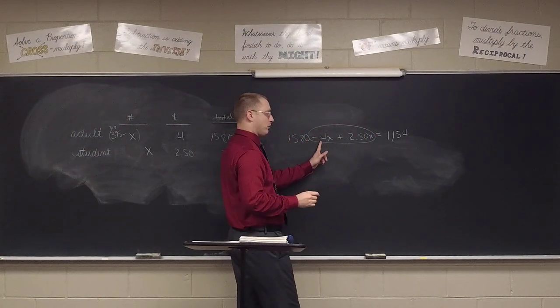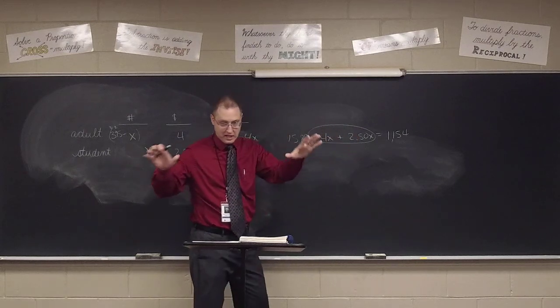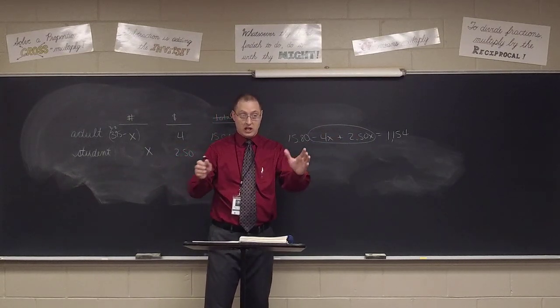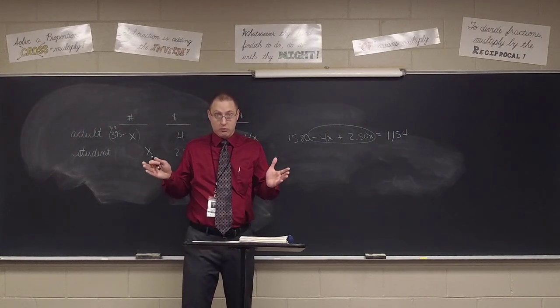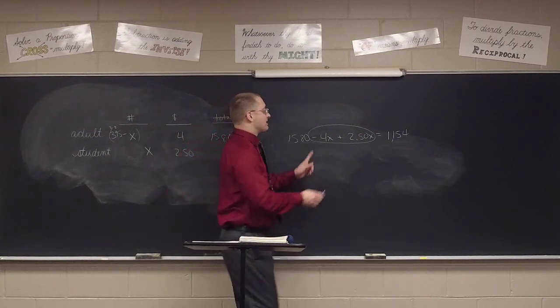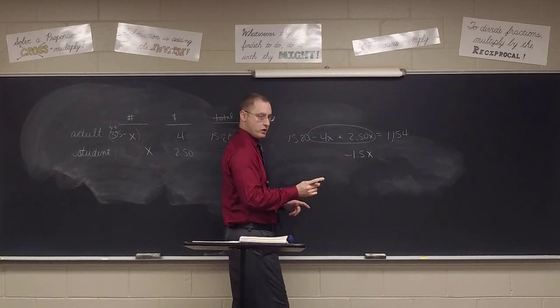Now, we do need to combine the x's here. I've got a -4 and a +2 and a half. Picture 4 pizzas. Take away 2 and a half. What do you have left? 1 and a half, right? But it's going to be, keep the sign of the greater, -1.5x. Do you see it?